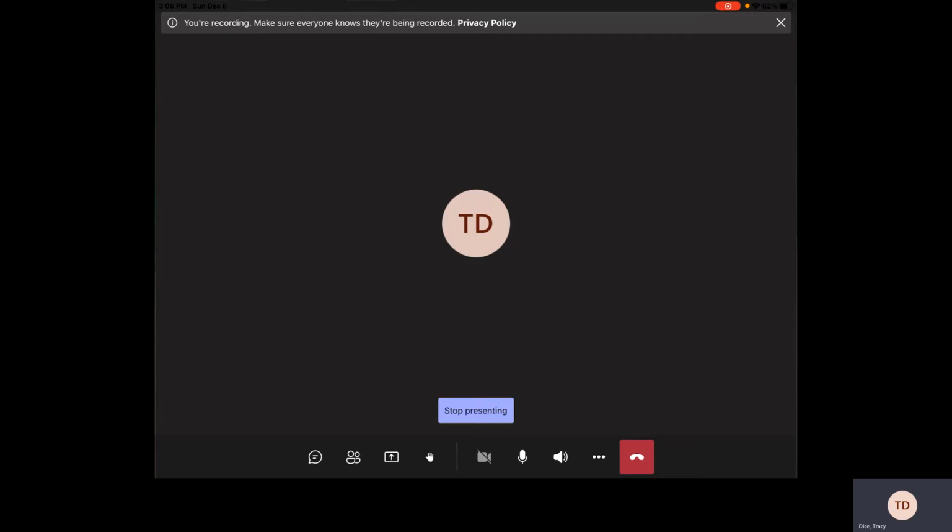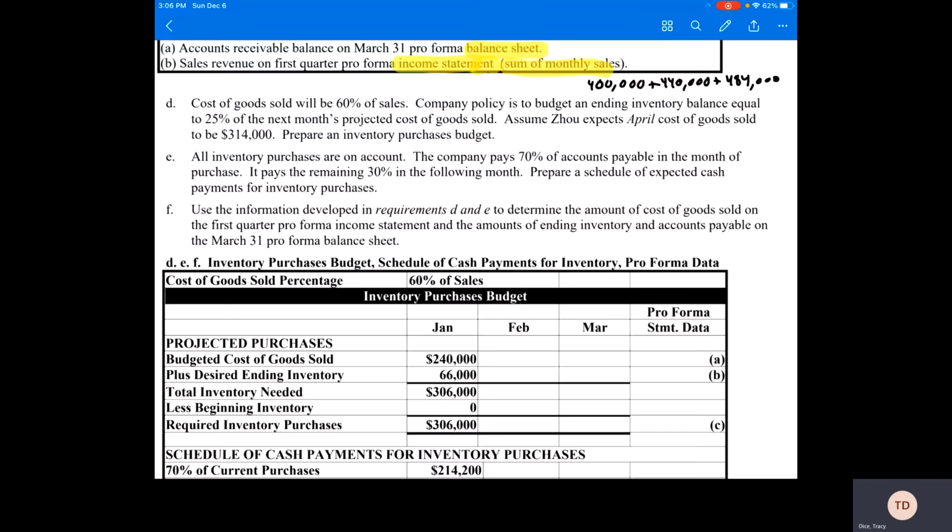Hello everyone. This video is going to cover the inventory purchases budget, a schedule of cash payments for inventory, and then the pro forma data you can get from your inventory budget for demonstration problem 14.1.